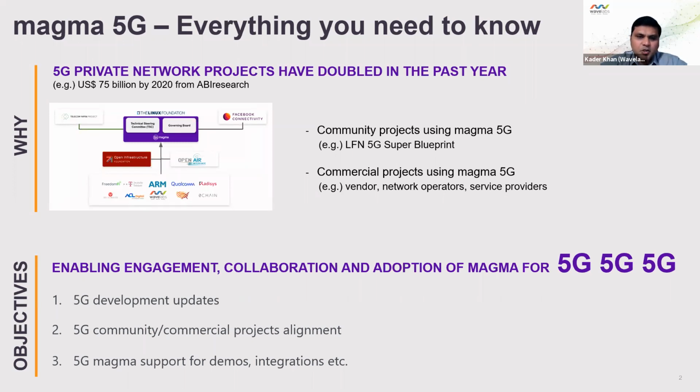The first objective is to provide monthly updates to the community members on the 5G development activities ongoing within the community. The second key objective is to learn from various community and commercial projects and align ourselves, so we can do our third objective, which is to help each other make the adoption of Magma for 5G successful. Not only helping community and commercial projects, we also want to help individuals to learn, support, and help us advance the adoption of Magma for 5G.